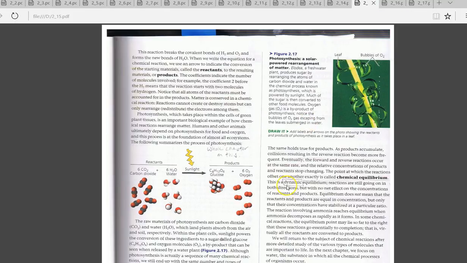Ooh, dynamic equilibrium. When you're reading that, dynamic, if you remember from physics, means that it's moving. So when the questions on the test try to confuse you by saying that the reaction isn't happening anymore, make sure that you remember that it's a dynamic equilibrium, so that means it's got to be moving. If it's static equilibrium, then it's not doing anything.